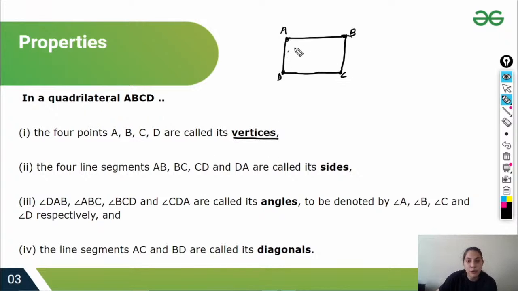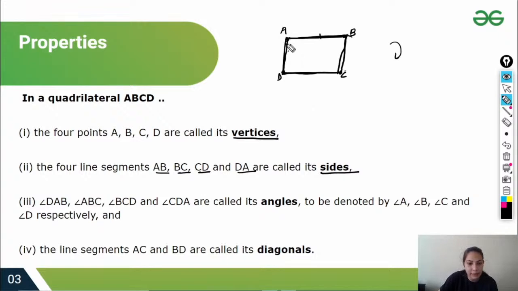Now there are four line segments. You can see AB, BC, CD, and AD or DA, whatever. Since I'm revolving clockwise, we can say this as DA. So AB, BC, CD, and DA. These are called the sides of the quadrilateral.